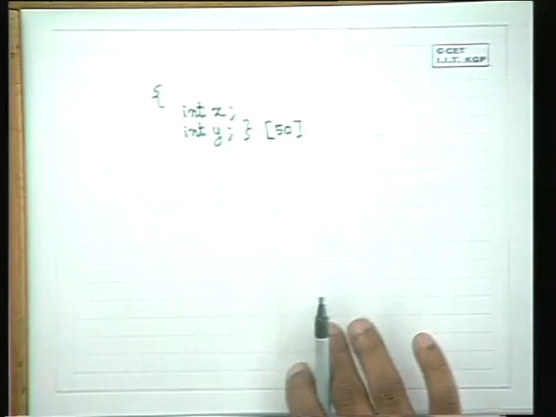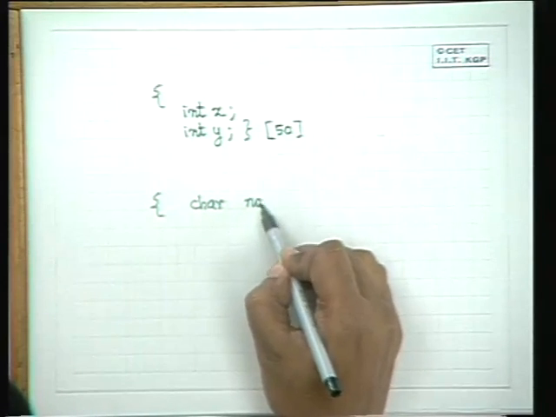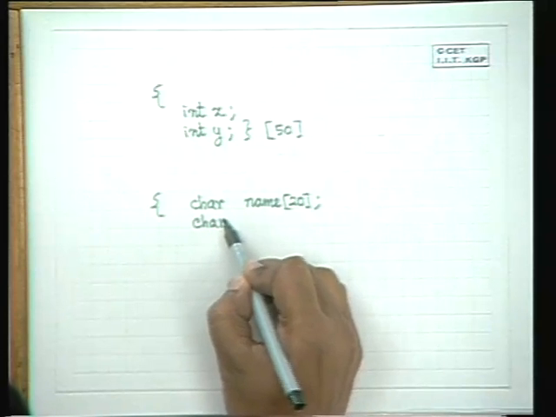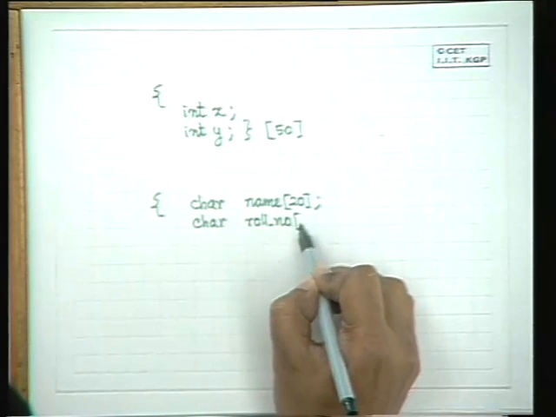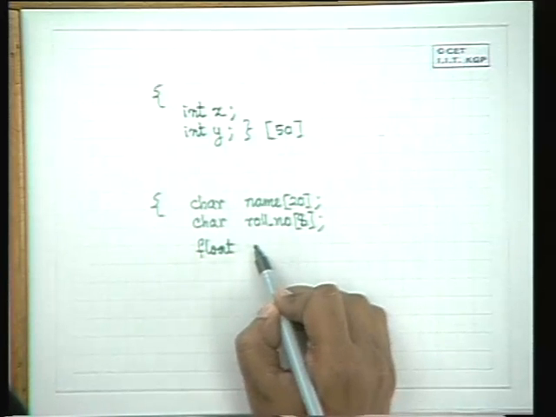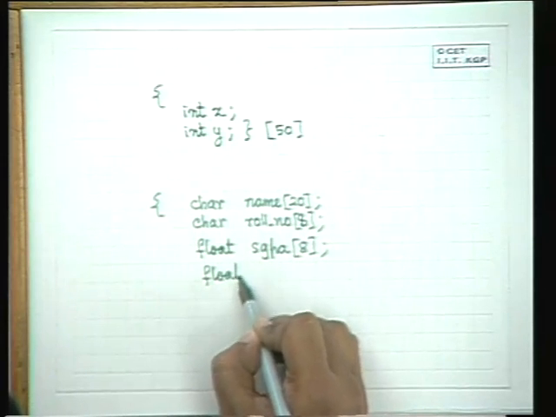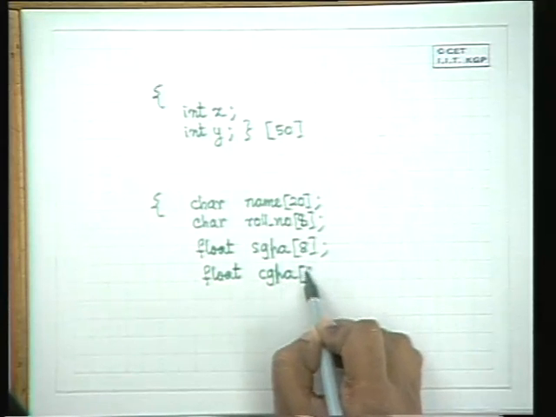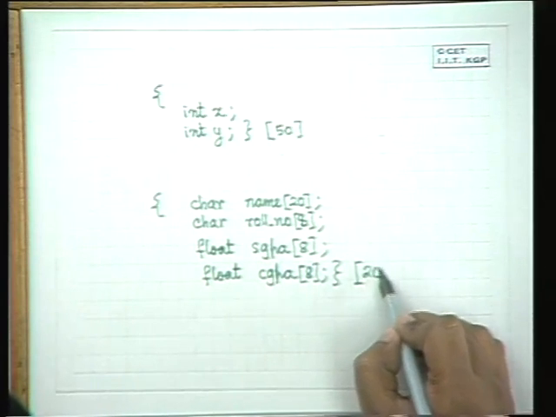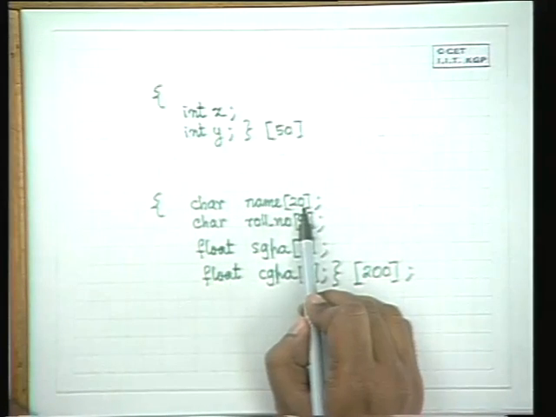Something like this. And in the roll number situation, we would like to define character name, say 20, character roll number 8, float SGPA 8, float CGPA 8, and have an array of 200, something like this. This is a character array for strings.